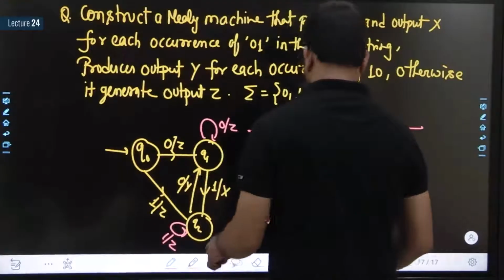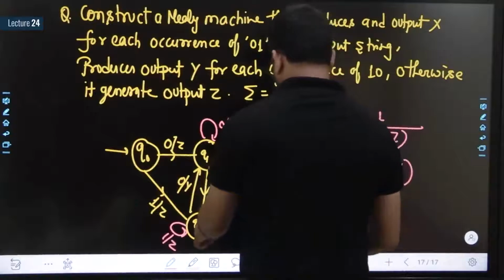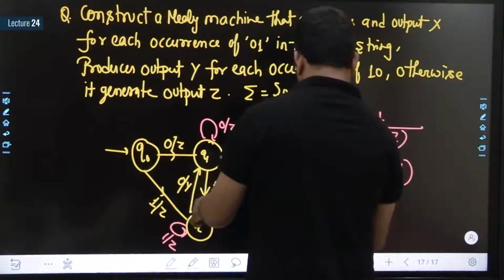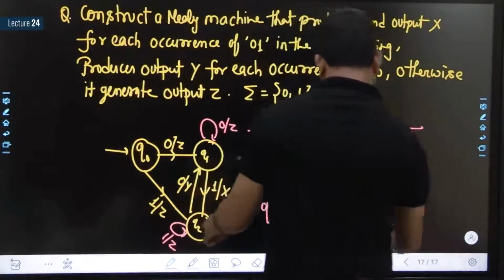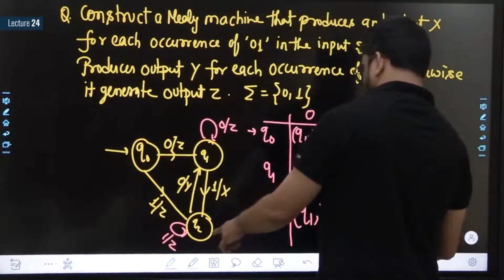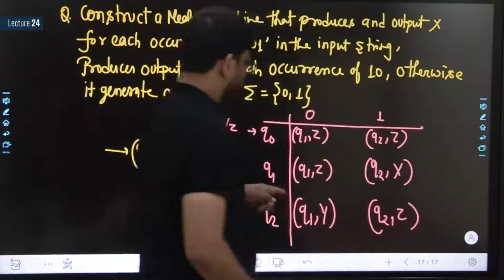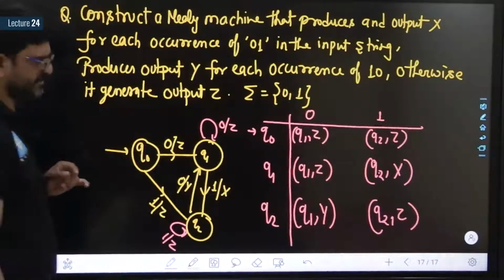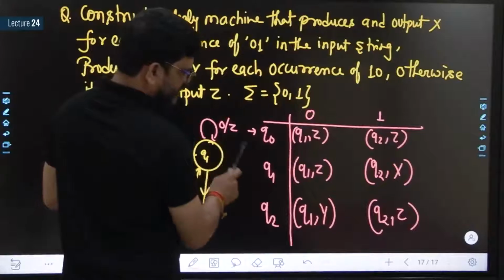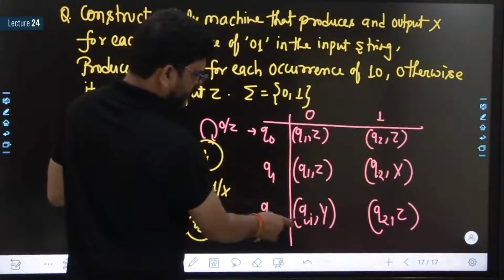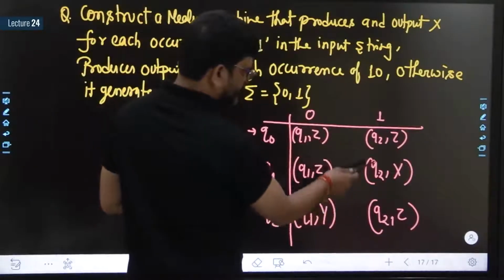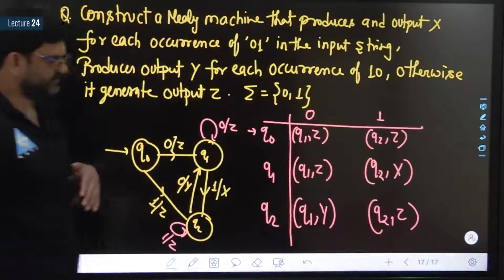Q2 on 0, Q1, output is Y. Q2 on 1, Q2, output is Z. Please see, what are the outputs associated with the states? With Q1: Z, Z, Y. What is the output associated with Q2? Z, X. Clear?